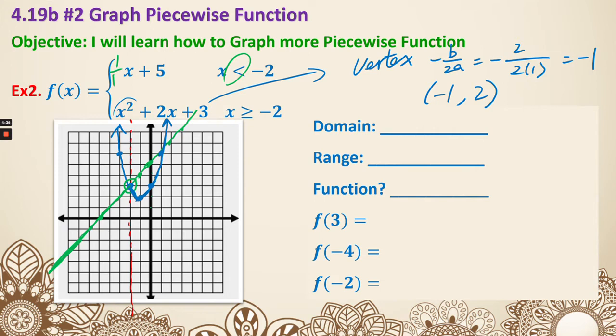And I forgot to erase the other one. That needs to be erased, and this needs to be erased as well. And that does have an equal sign, so we need to include the point for the second line.